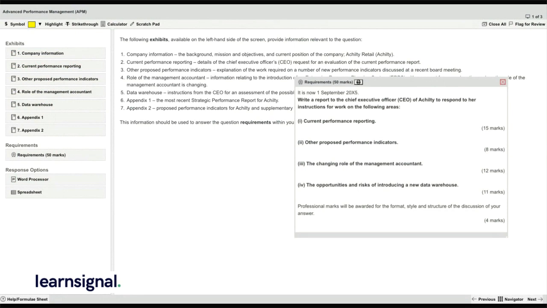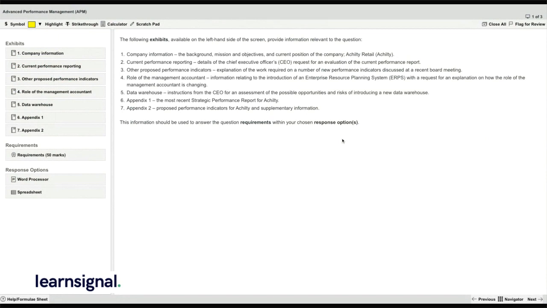I like to work on the basis that after your initial reading of the instructions, you have 3 hours or 180 minutes to complete it. There are 100 marks available, so you should spend 1.8 minutes per mark. We're going to be focusing on part 1, current performance reporting, which is worth 15 marks. So at 1.8 minutes per mark, that means we would have 27 minutes to complete this part in the exam.